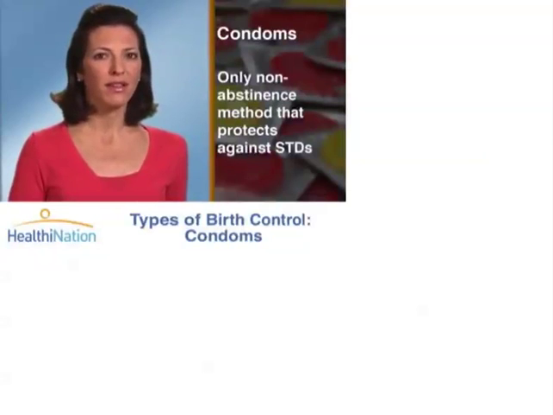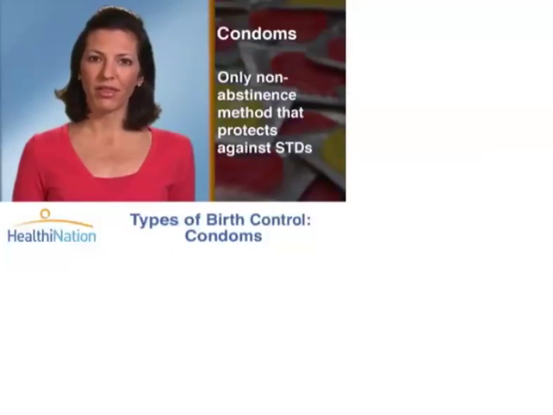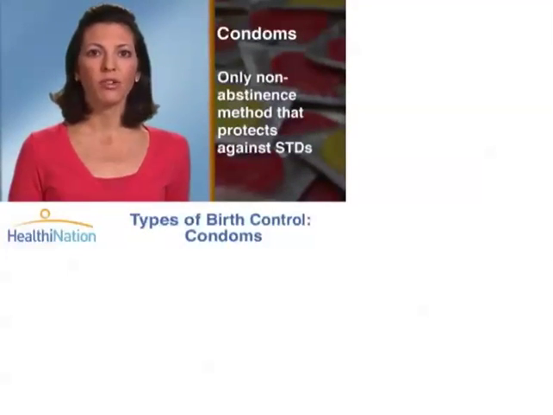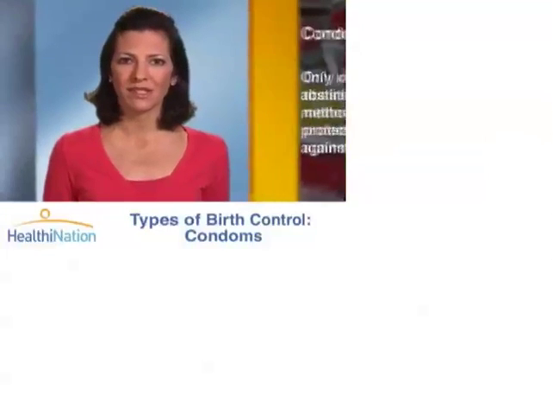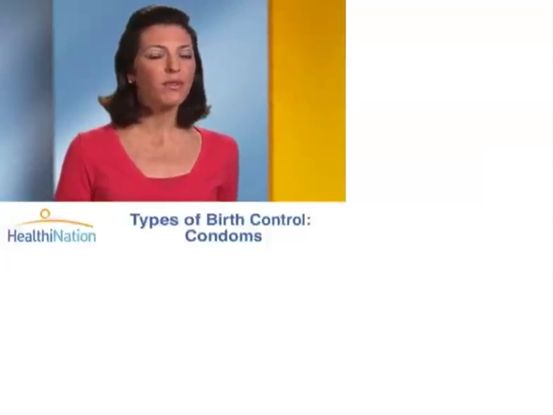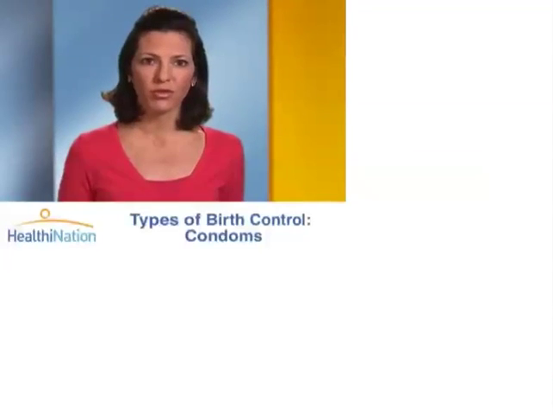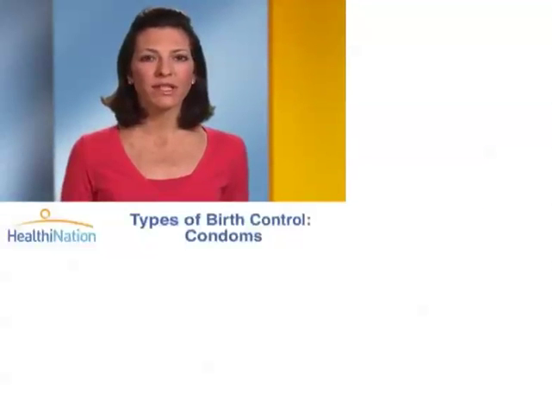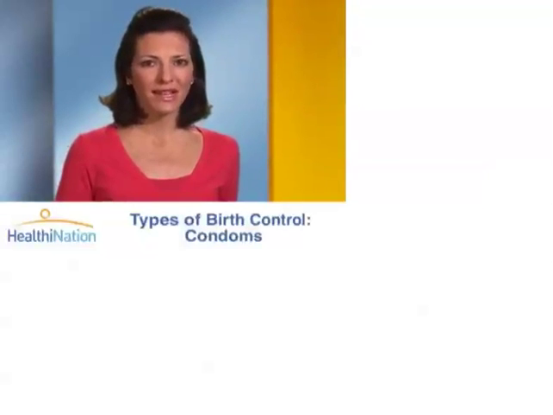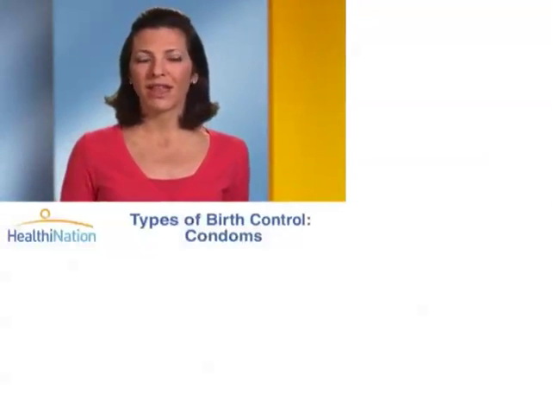Condoms are unique. They are the only birth control method, other than abstinence, which also protects against spreading STDs, or sexually transmitted diseases. This is why condoms are frequently used with other forms of birth control. Male condoms are put over an erect penis to prevent sperm from entering the vagina during sex. When used correctly, they are 89% effective.